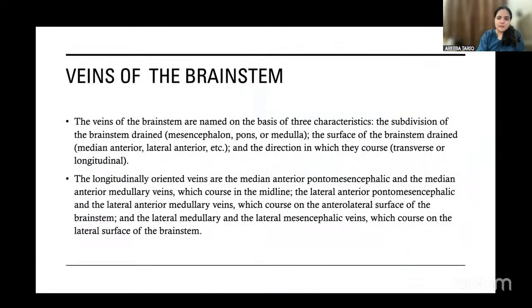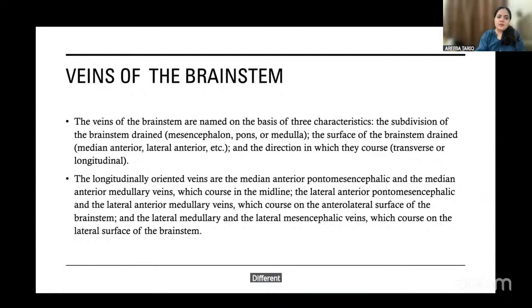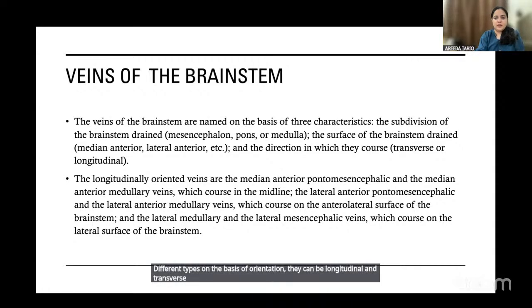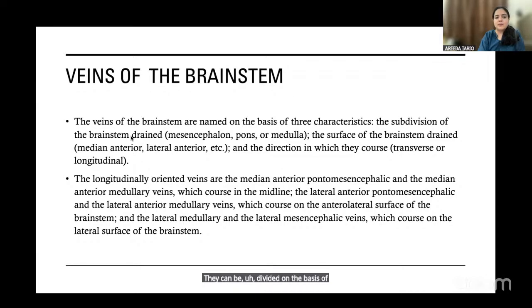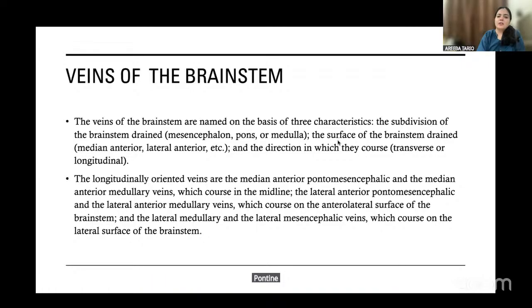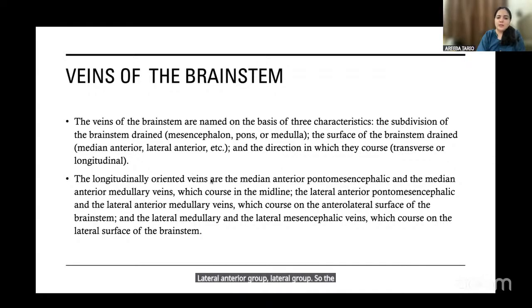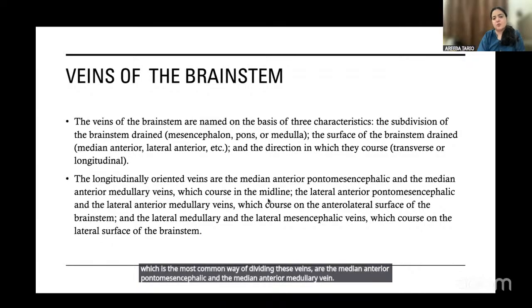Now the veins of the brainstem, as we discussed previously, are divided into different types. On the basis of orientation, they can be longitudinal and transverse depending on the direction in which they are running. They can be divided on the basis of the brainstem part they are draining, like the mesencephalic group, pontine group, medullary group, or on the basis of the brainstem surface, like the median group, anterolateral group, and lateral group. The longitudinally oriented veins, the most common way of dividing these veins, include the median anterior pontomesencephalic and the median anterior medullary vein, which course in the midline.